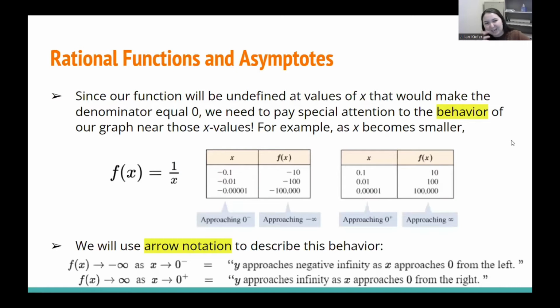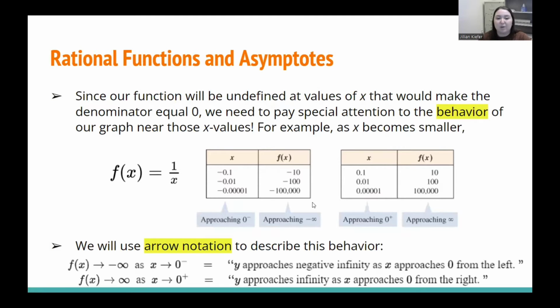All right, moving on. We're going to have rational functions and their asymptotes. You've probably heard the word asymptotes before. You probably did some work with them at some point in your mathematical career, so you probably have some knowledge of what asymptotes are. We say that our function is undefined at specific values of x that make our denominator equal 0. So you have to pay special attention to the behavior of your function near those x values.